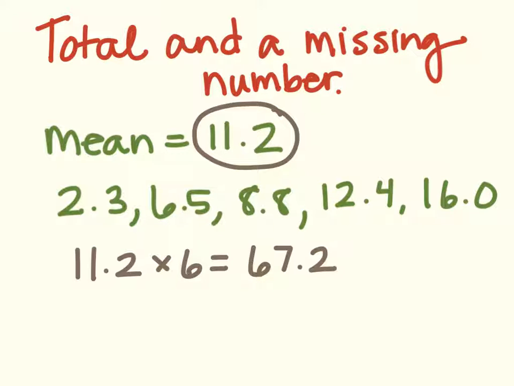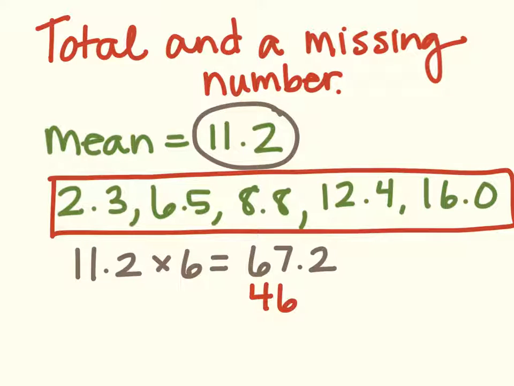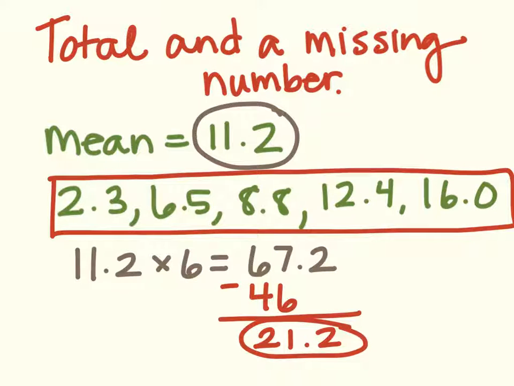So the next step is to add the 5 numbers that we do have and find their total. And when I put that into my calculator, I get a total of 46. Now we simply need to subtract to find the difference, and that'll tell us the number we're missing. So let's see, my answer here is 21.2. So our missing number is 21.2. If you wanted to check your work, you could add all 6 numbers back up together again and divide by 6 to ensure that you get an answer of 11.2.